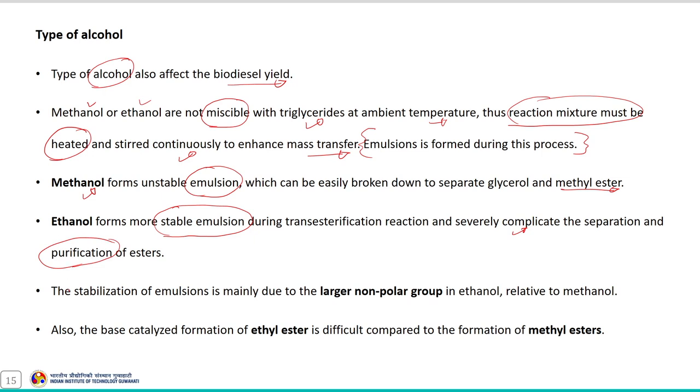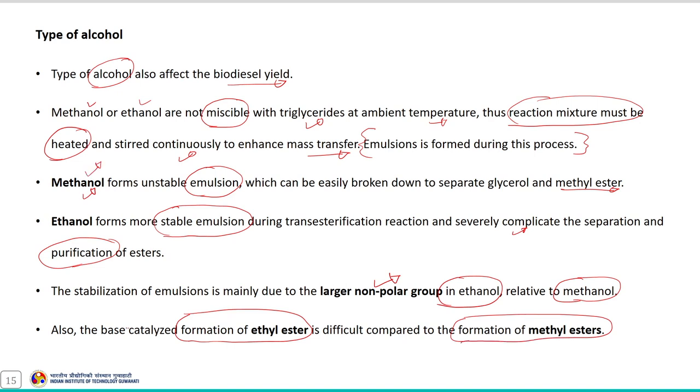And this stabilization of emulsion in case of ethanol is mainly due to the large nonpolar group in ethanol relative to methanol. And also, the base catalyzed formation of ethyl ester is quite difficult compared to the formation of the methyl ester. And because of this reason, methanol is the most widely used alcohol, or we can say the most preferred alcohol for the transesterification reaction.